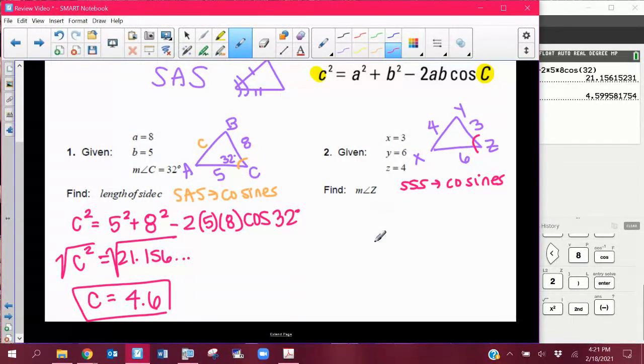And so since Z is the one that I want, I'm going to have 4 squared go alone. Then make sure you don't use 4 again, basically, is what it's going to boil down to. Your 4 is all alone over there. You're going to now use the other two sides that you have, 3 and 6. And again, these two match that as well. And then the cosine of Z.